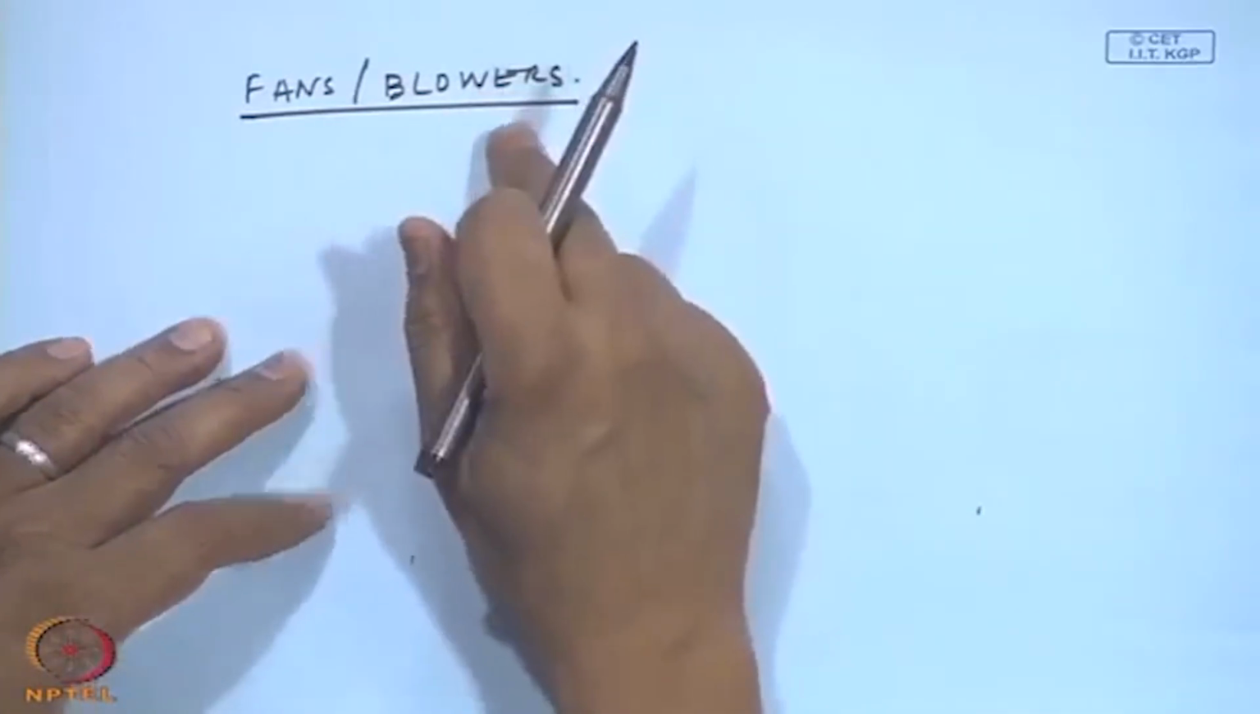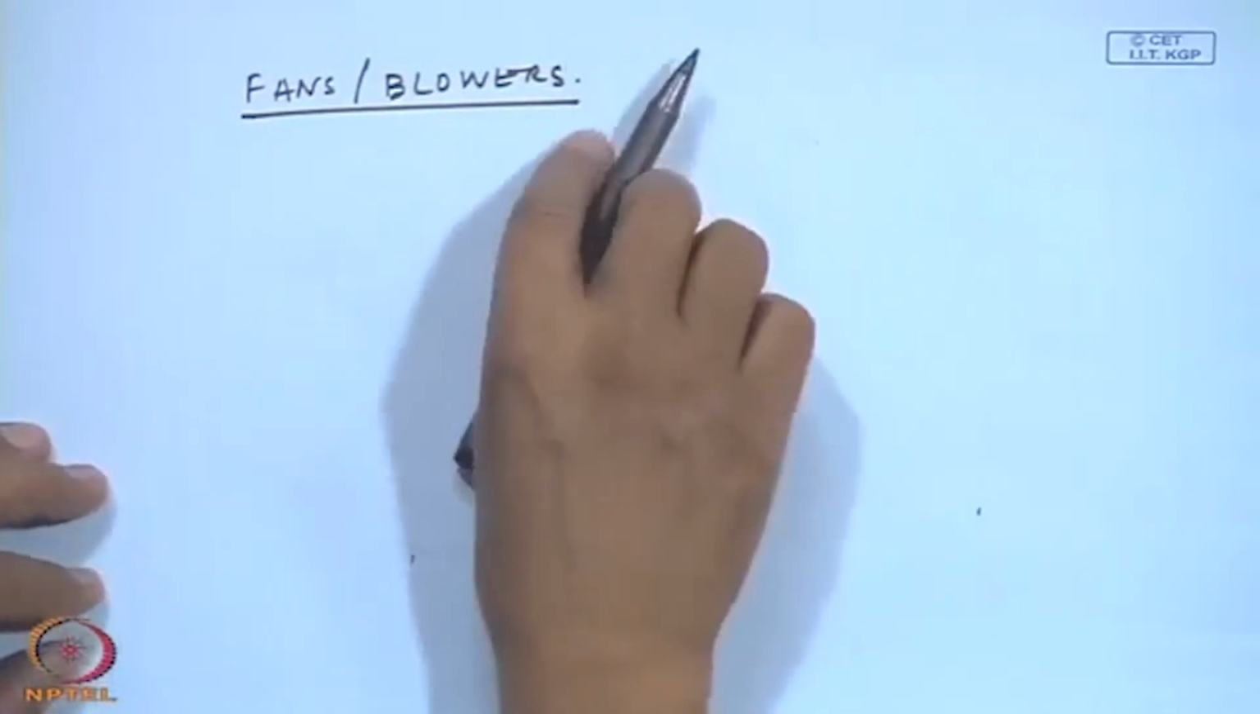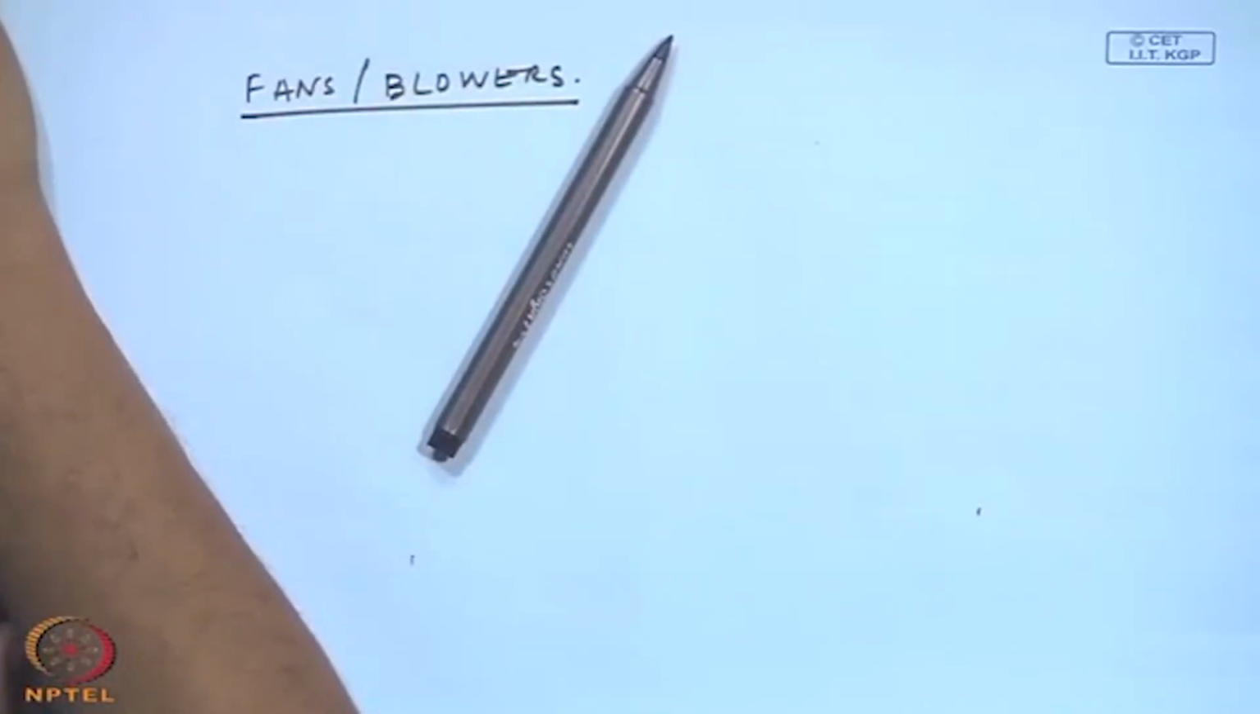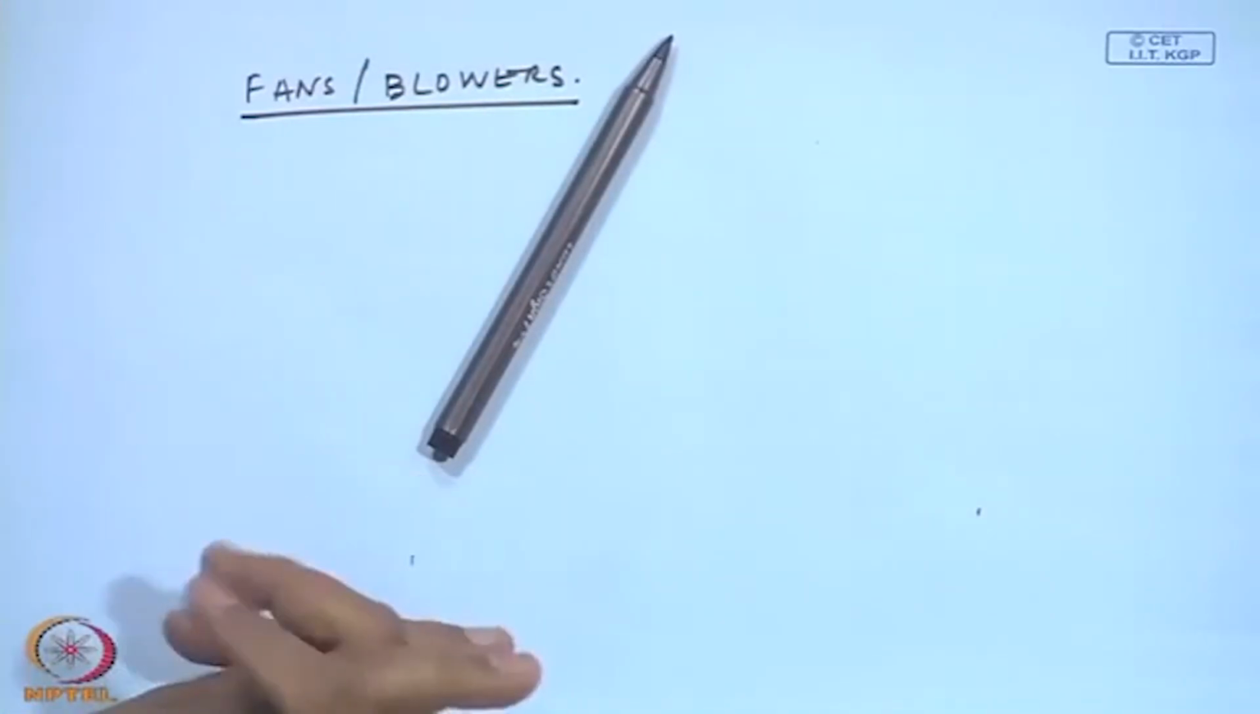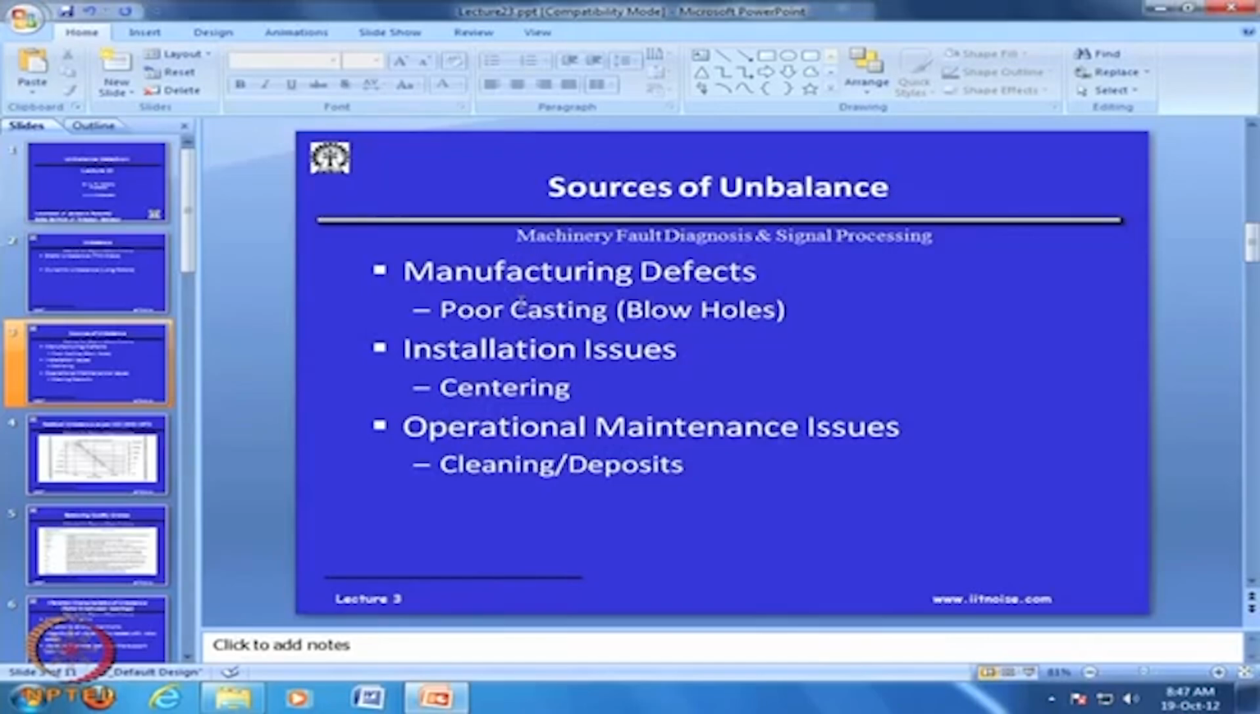I'll come to that in a while. So, one possible source of unbalance is whenever we have cast components, there could be casting defects, blowholes, which leads to uneven distribution of the mass, and thus we have the case of unbalance.